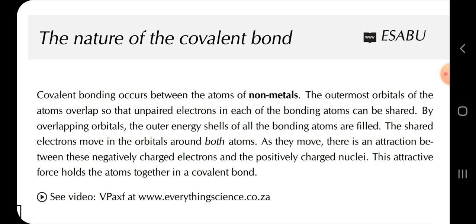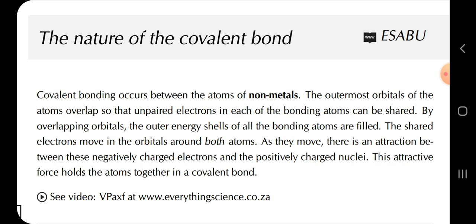So when you take a non-metal and a non-metal like carbon and oxygen, they are both non-metals, or nitrogen and oxygen, both non-metals, and you bond them together, they form what we call a covalent bond. The outermost orbitals of the atoms overlap so that unpaired electrons in each of the bonding atoms can be shared. By overlapping orbitals, the outer shells of all the bonding atoms are filled. The shared electrons move in orbitals around both atoms.